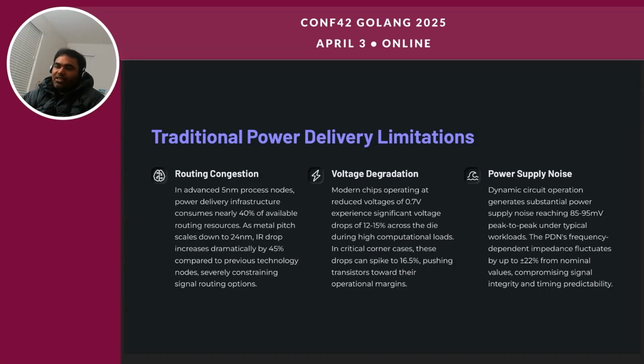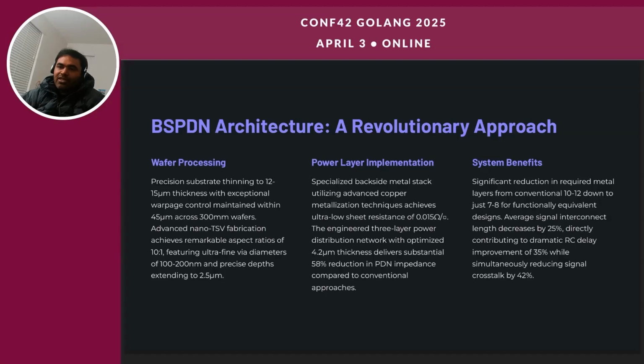This impacts signal integrity and timing predictability. So how will this backside power delivery architecture work? As I mentioned earlier, in wafer processing we are reducing the substrate as much as possible to get better yield. Precision substrate thinning to 12 to 50 micron thickness, with exceptional warpage control maintained within 45 micron across 300 millimeter wafers. Advanced nano-TSV fabrication achieves remarkable aspect ratios of 10:1 in the backside power delivery, featuring ultra-fine via diameters of 100 to 200 nanometer and precise depths exceeding 2.5 microns.